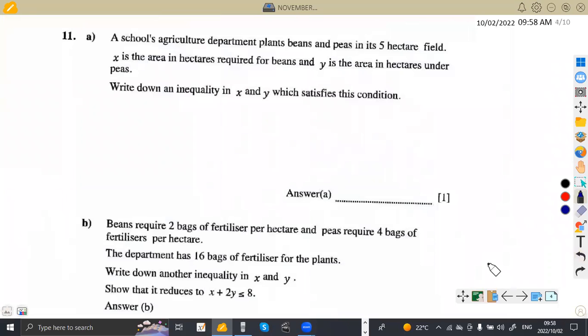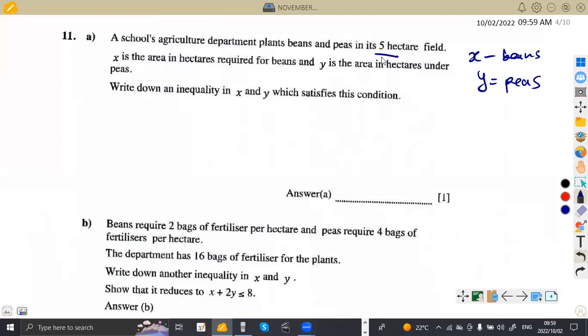Okay, number 11, we are now given the part of number 11 where a school's agriculture department plants beans and peas in a 5-hectare field. Let X be the area in hectares required for beans. So X is going to correspond with beans here, and Y is going to correspond with peas. All right, so write down an inequality to satisfy this.